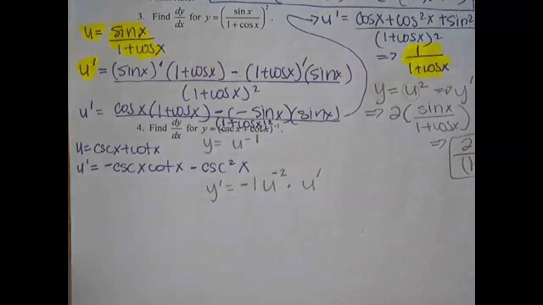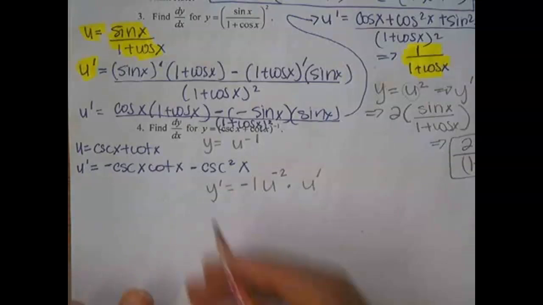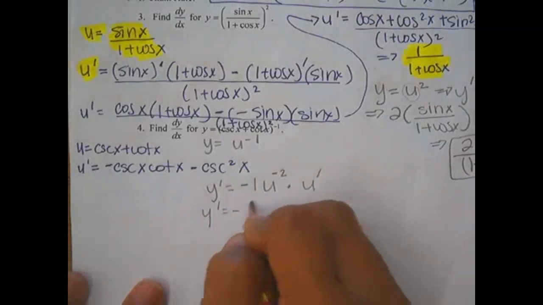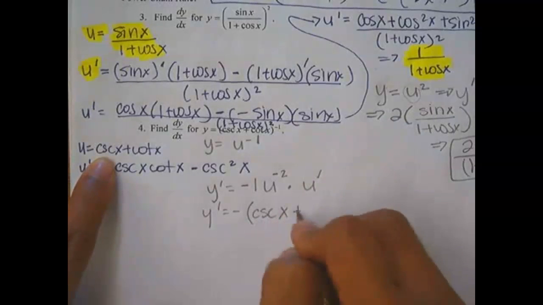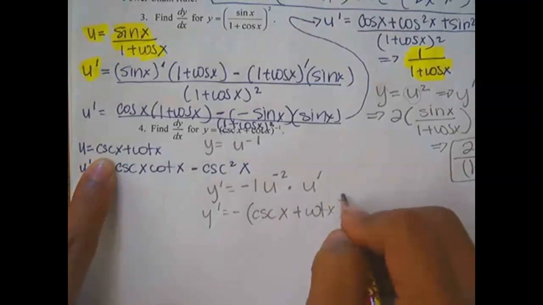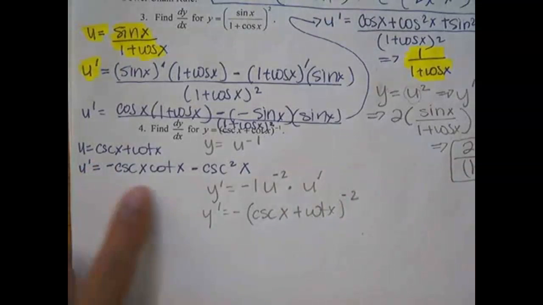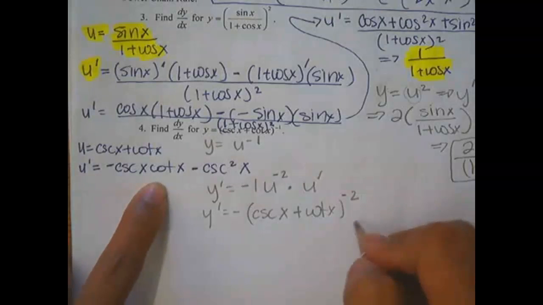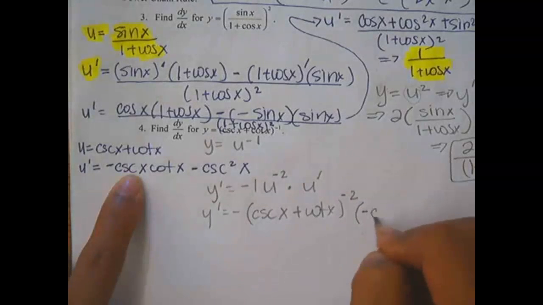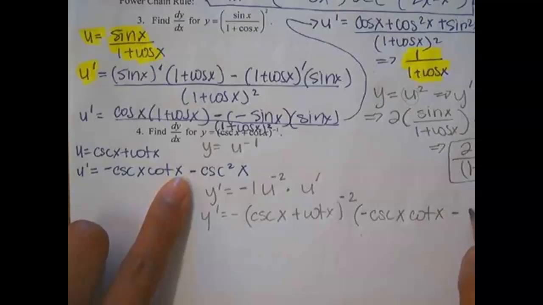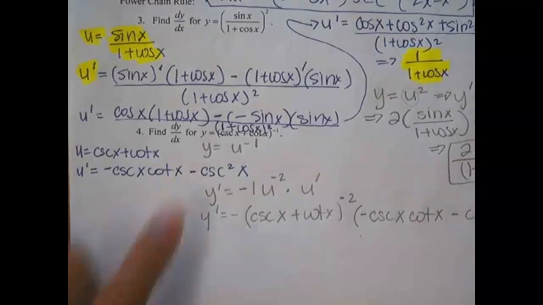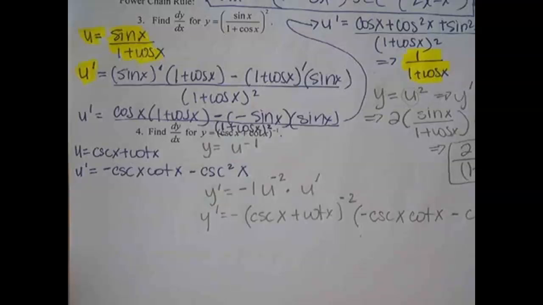Okay, so now let's fill in all of our stuff. So y prime is really -1, or negative, u is this whole shebang up here, and then I'm just going to have it raised to the power of -2. u prime is this whole thing here as well. So times negative cosecant of x times cotangent of x minus cosecant squared of x. And of course, you would have to see if this is going to simplify.